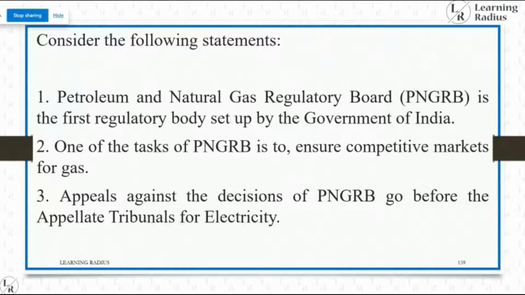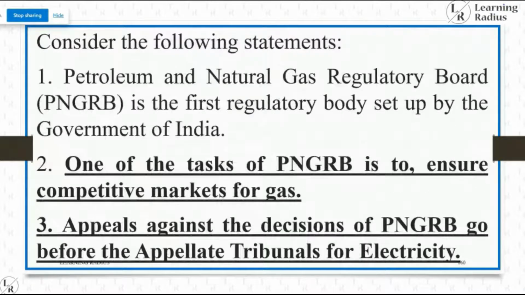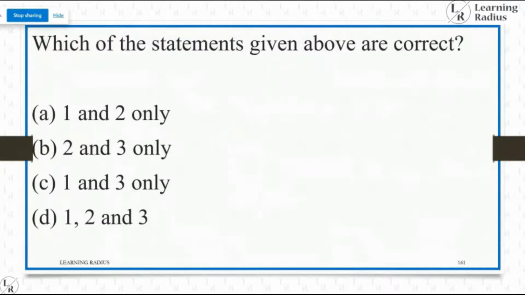Why the first statement is wrong? Because the Petroleum and Natural Gas Regulatory Board was established under the Petroleum and Natural Gas Regulatory Board Act 2006 to protect the interest of consumers and organizations engaged in petroleum products and natural gas sector. So it is not the first one. So the first statement is wrong, second is right, third is right. So when you look into the options of 1 and 2, 2 and 3, 1 and 3, 1, 2 and 3, now we know that it is 2 and 3 as it is right.